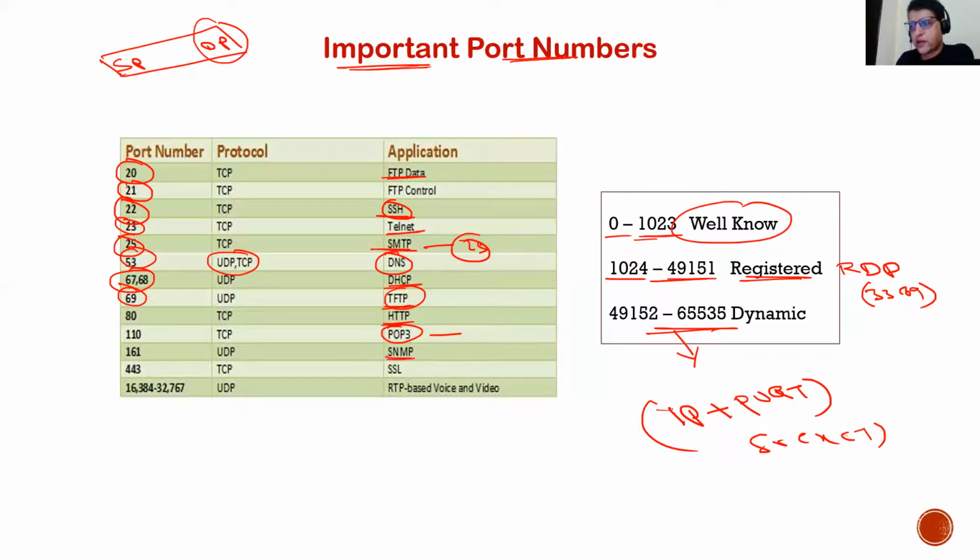SNMP is for Simple Network Management Protocol. If you want to manage devices in a network, it uses port 161. And for SSL, which is HTTPS, it uses port 443. Then there are RTP-based voice and video communication. These are very important ports. And then 123 is for your Network Time Protocol. Otherwise, you have a huge list, but at least it will be easy if you remember these port numbers and what the service running behind these port numbers is.